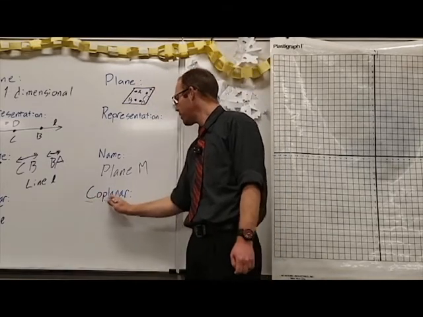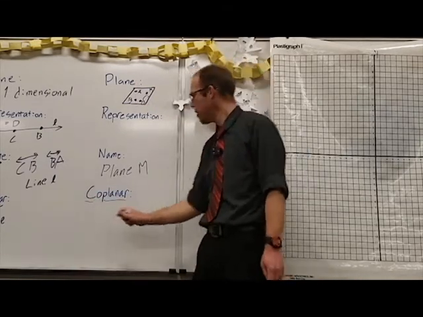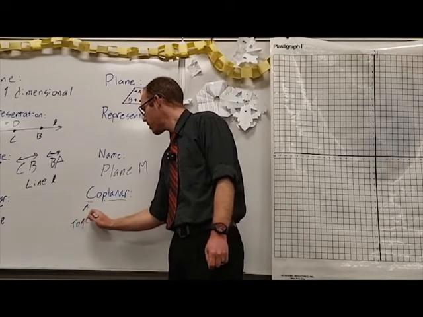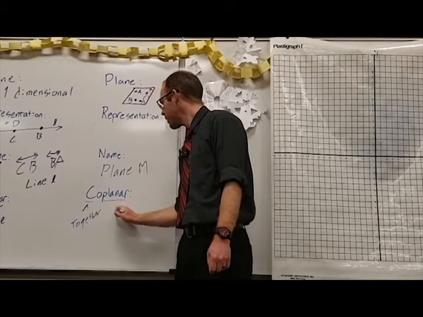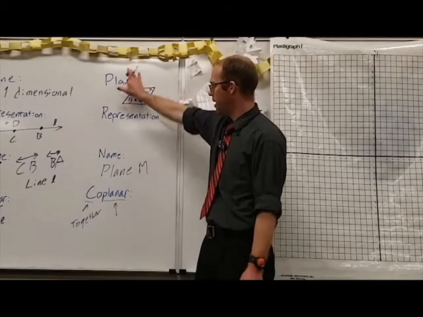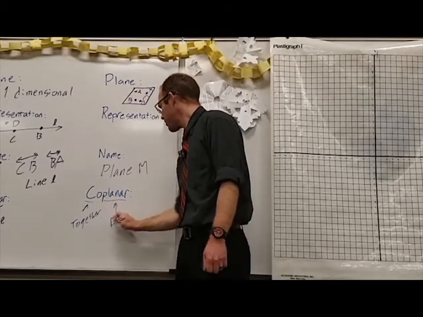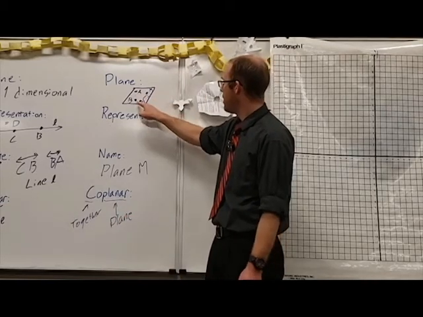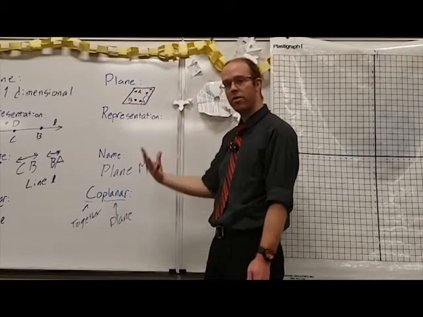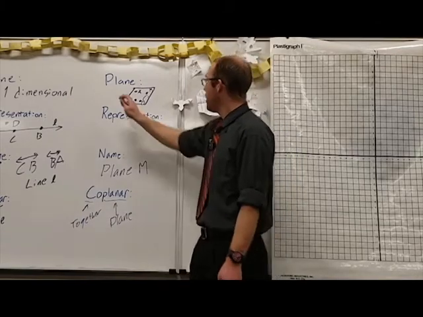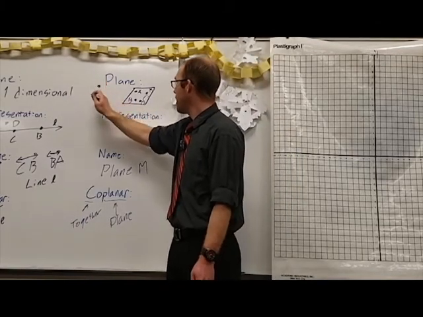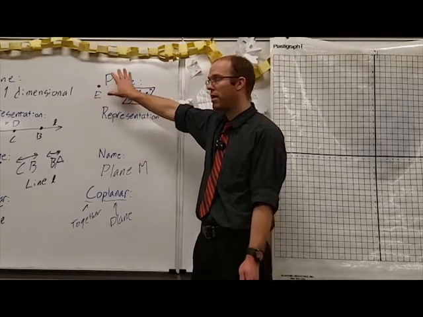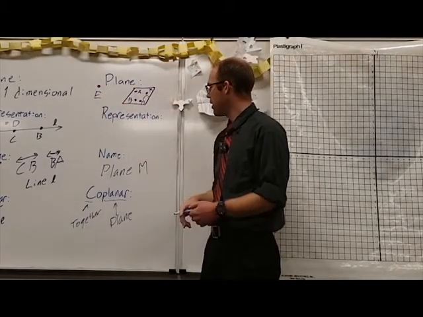All right, coplanar. Let's break this one down like we did with collinear. So co, again, means together. Planar, talking about a plane. So together on the same plane. A, B, C, and D are all points together on the same plane. If I put a point out here, let's say E, that would represent a point that is not on the plane. It is either above it or below it.